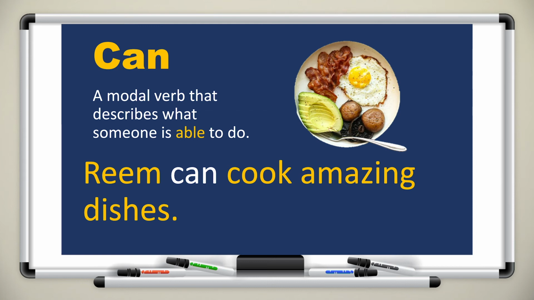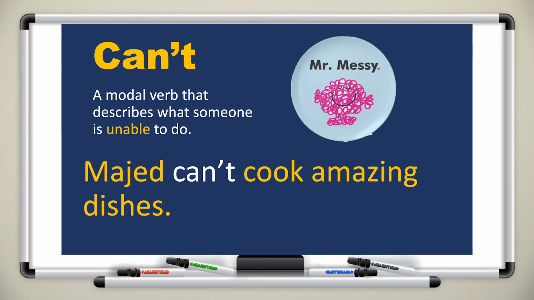Remember that the verbs coming after modal verbs are always in the infinitive. Take a look at this verb here, cook. Cook is in the infinitive. If I want to use the word can in the negative form to describe what someone is unable to do, I will use the word can't. Majid can't cook amazing dishes. So can't here expresses the absence of ability. The verbs coming after modal verbs, even if they are in the negative form, are always in the infinitive.